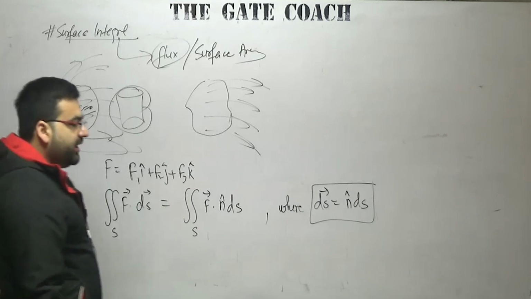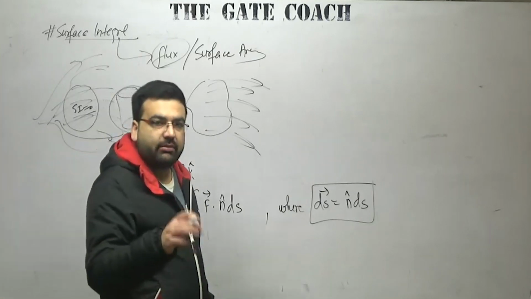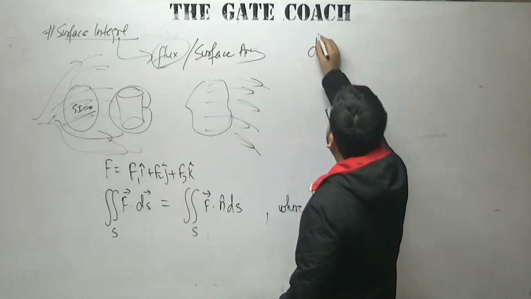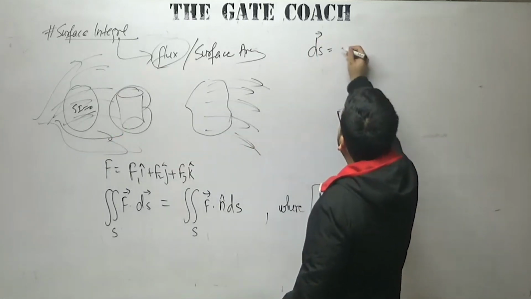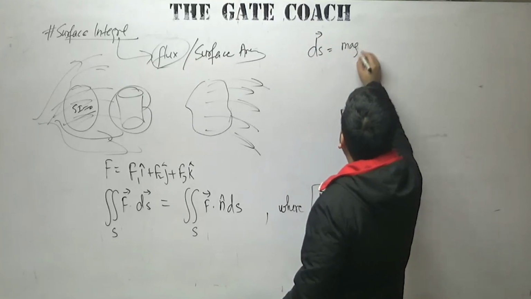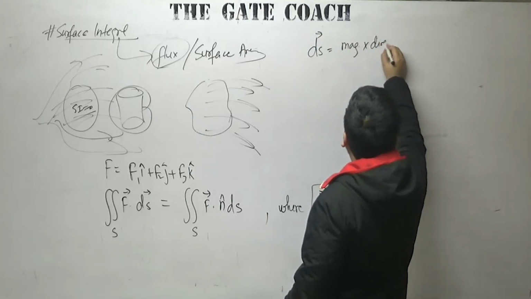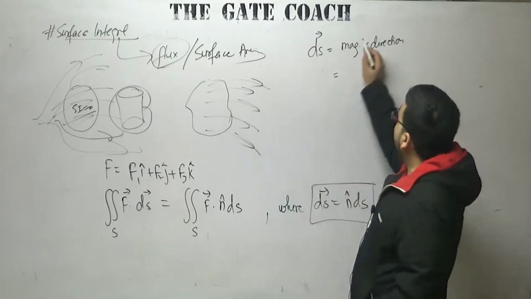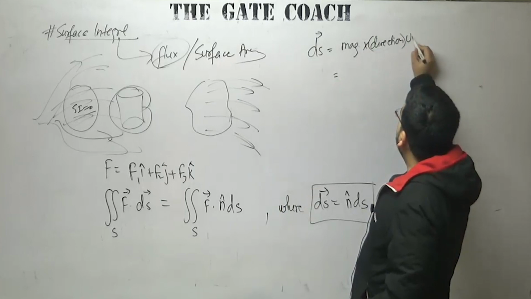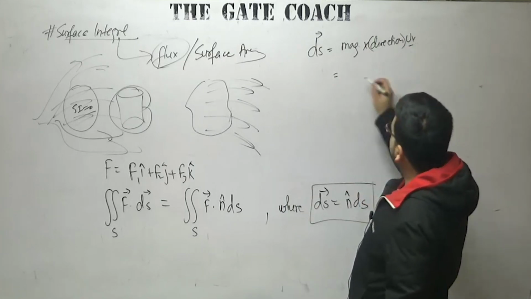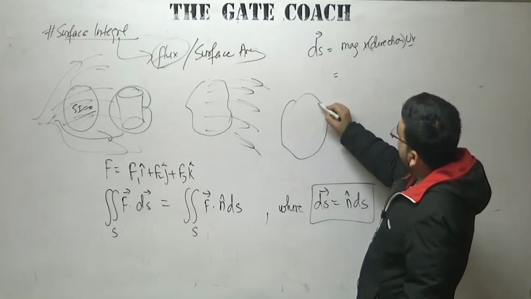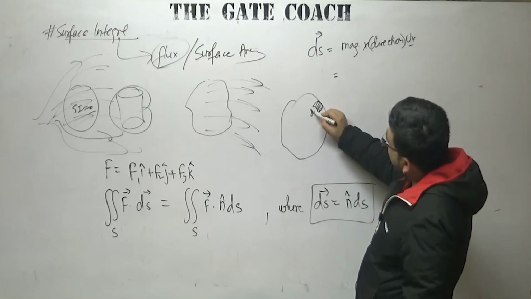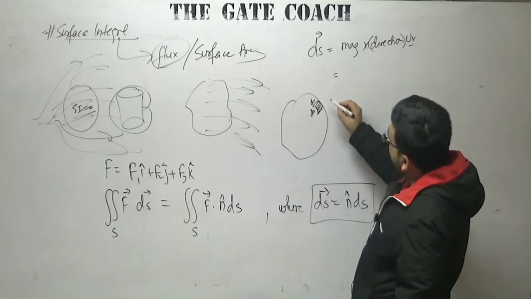Because a vector can be easily represented by its unit vector multiplied by the magnitude, right? For example, if we have a vector ds vector, it will be equal to the magnitude into direction, or magnitude into unit vector. The unit vector gives you the direction. So for example, this is some surface, and I will take a very small surface dx dy dz, or you can say just dx dy, right?